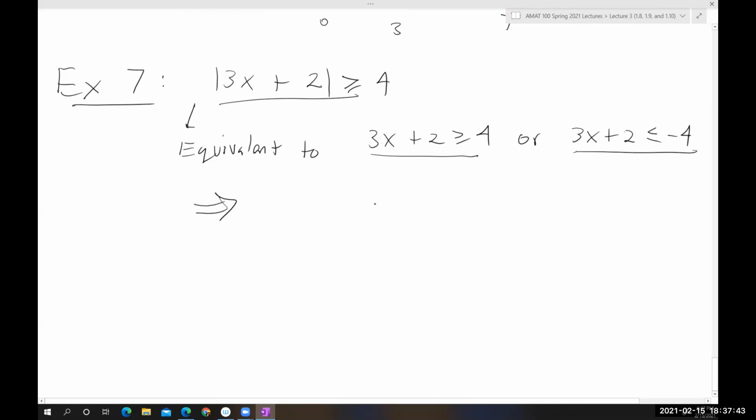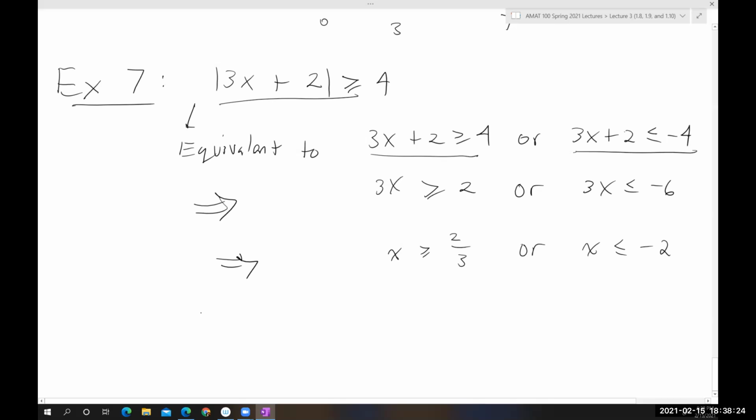So we want, again, to just isolate x. In this first one, we subtract 2 from both sides. So we get 3x is greater than or equal to 2. For this one, we again subtract 2 from both sides. So we get 3x is less than or equal to -6. And then in both inequalities, we're going to divide by 3. The first one will give x is greater than or equal to 2/3, and the other one will give x is less than or equal to -2. Let me just check if I did that right. Kind of went through that fast.